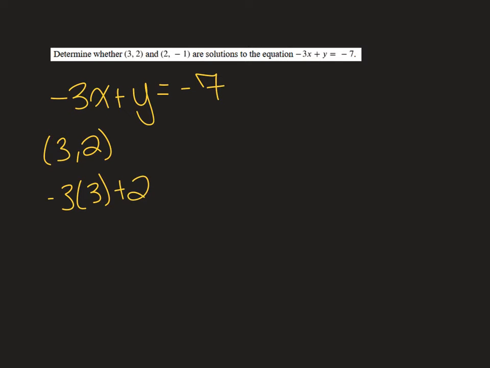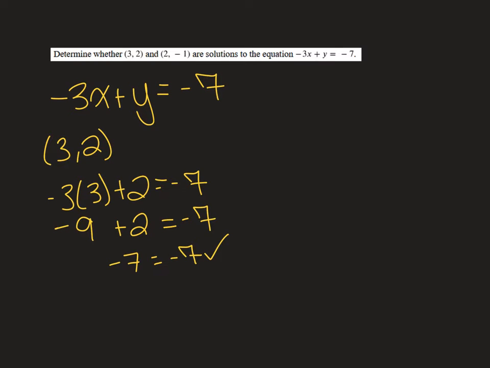Here we are given a problem where it says determine whether (3, 2) and (2, negative 1) are solutions to the equation. So just like in that previous slide where I'm checking those points, I'm going to do the same thing here. So I have the equation negative 3x plus y equals negative 7. And I'm going to check this (3, 2) first. So I'm going to plug in my 3 into x and 2 into y. So negative 3 times 3 plus 2 equals negative 7. This gives me negative 9 plus 2 equals negative 7, and negative 9 plus 2 is negative 7. So we do get a true statement here.